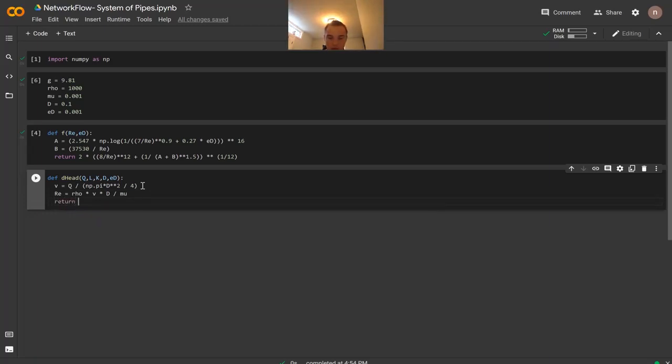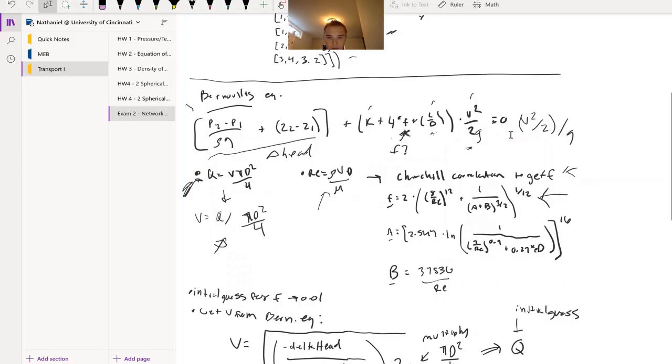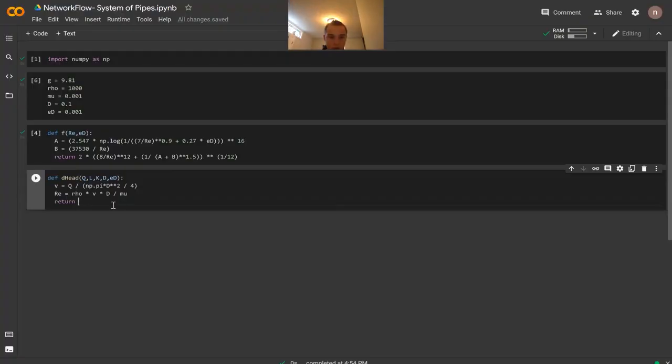And then we want to return our delta head. So this will be the negative of the equation. So we'll put this onto the other side of 0. So it will be minus our K plus 4 times f, fittings value, which we just made the function for with the Churchill, and over length times diameter, times length over diameter, times our velocity squared over 2g. So what we're going to do next is we'll go negative, put that in, so we move to the other side of the equation.